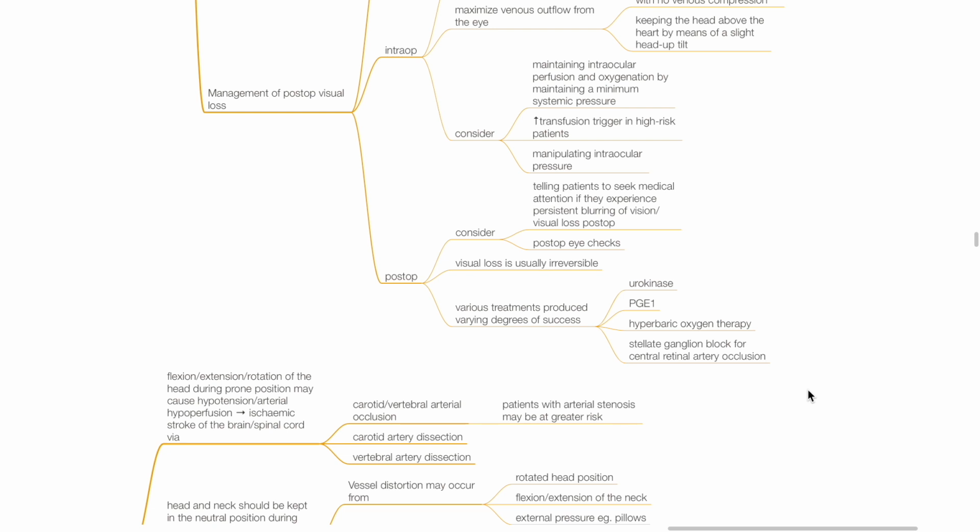Various treatments produce varying degrees of success, such as urokinase, PGE1, hyperbaric oxygen therapy, and stellate ganglion block for central retinal artery occlusion.